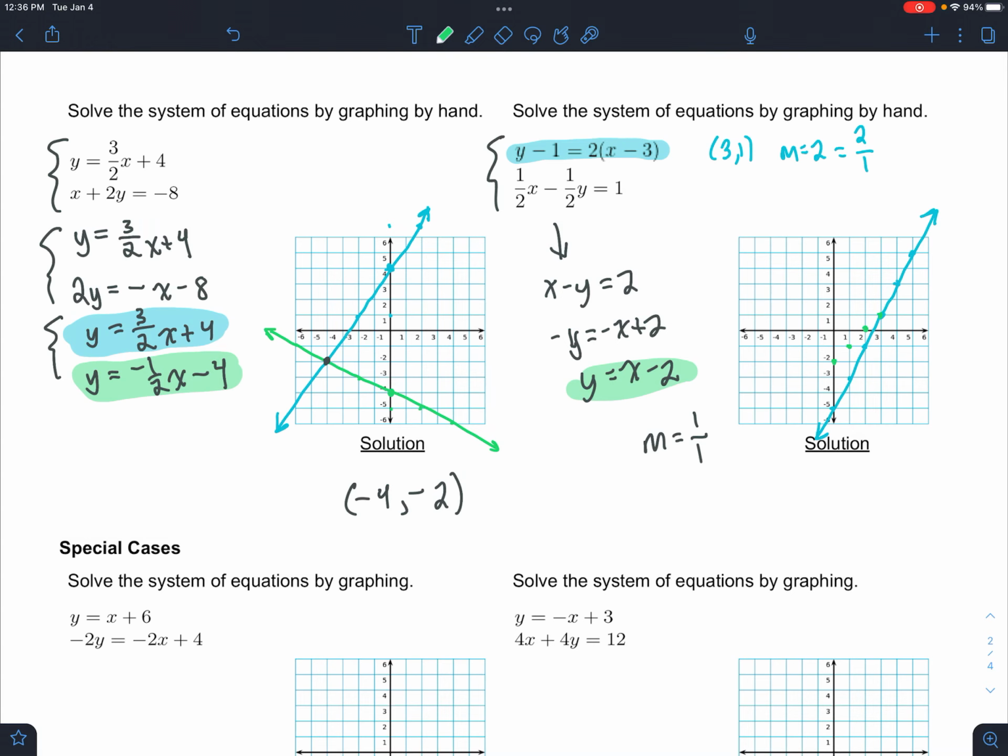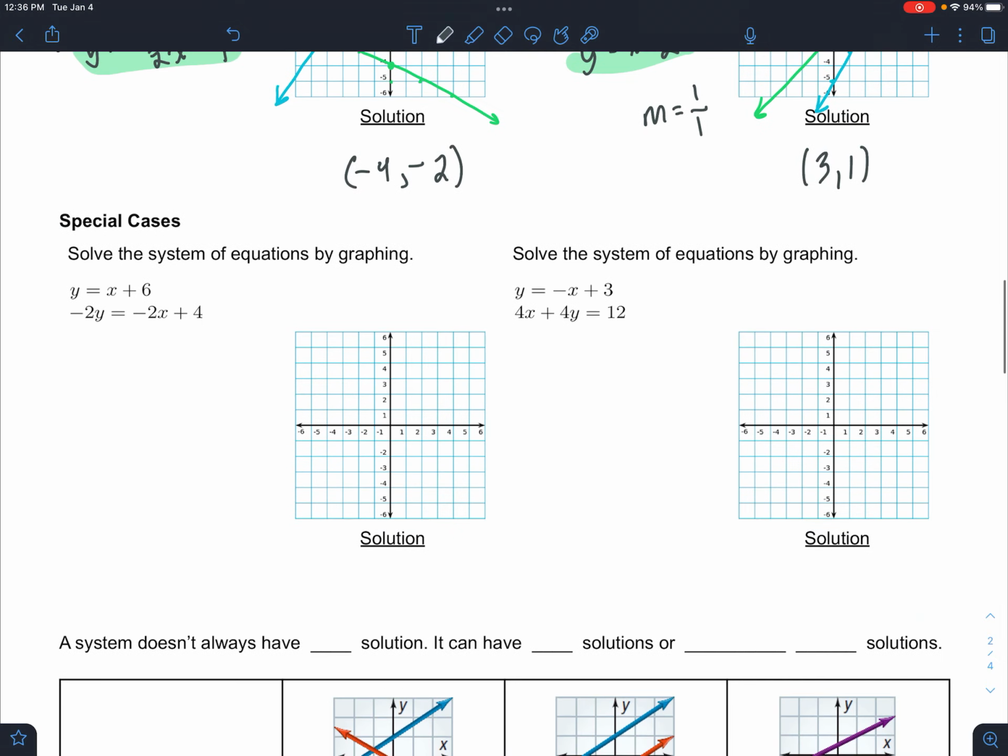And once I get my intersection, I can kind of just stop and just sketch the rest. Again, I'm really searching for where they intersect. So the point 3,1, if you plug this into those equations, it'll work for both of them. That's what the solution means. Okay?